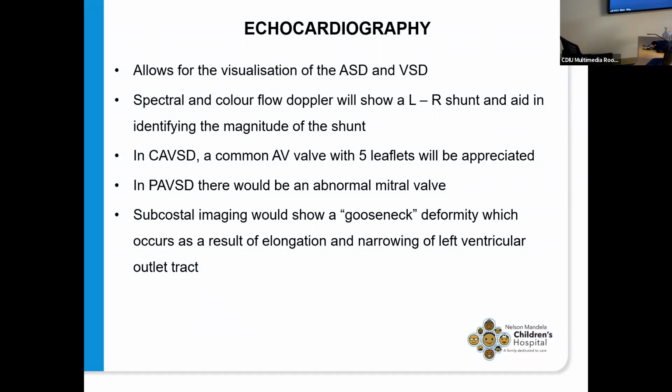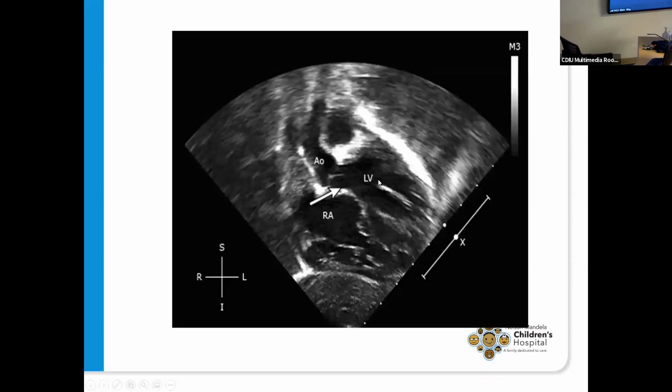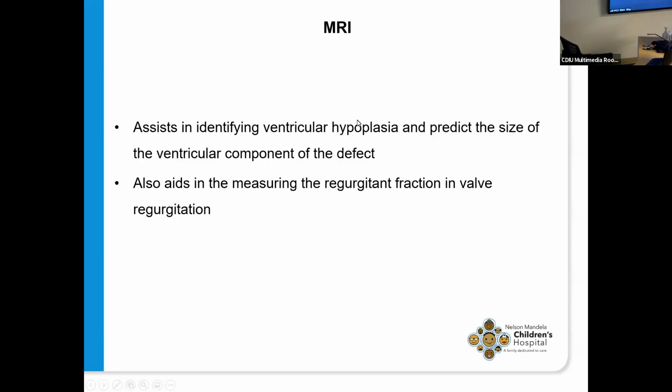A gooseneck deformity would be appreciated on the subcostal imaging, which occurs as a result of the elongation and narrowing of the left ventricular outlet, as shown here on this diagram. So there's the left ventricle, and then there's the gooseneck effect. On MRI, it would assist in identifying ventricular hypoplasia and also predict the size of the ventricular component of the defect. It also aids in measuring the regurgitant fraction in the valve regurgitation.